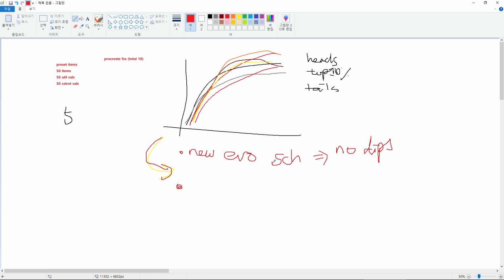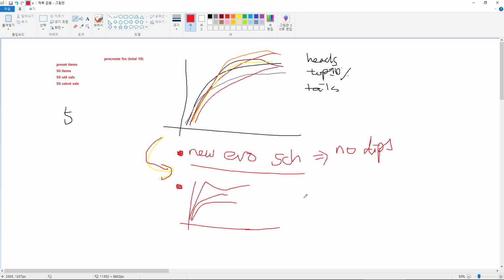Number two, even with the new evolution scheme, the procreate functions all had different effects, different metrics. They behaved differently. They created different worlds, which were shown by the plots, and the plateaus were different. The peaks were different. Although there were almost no dips, they still produced different results.